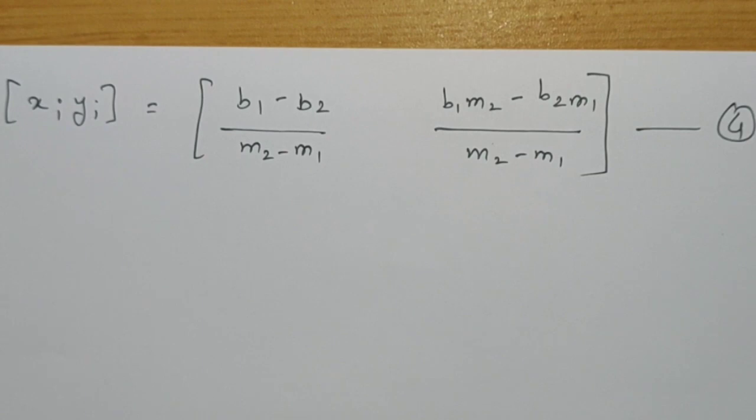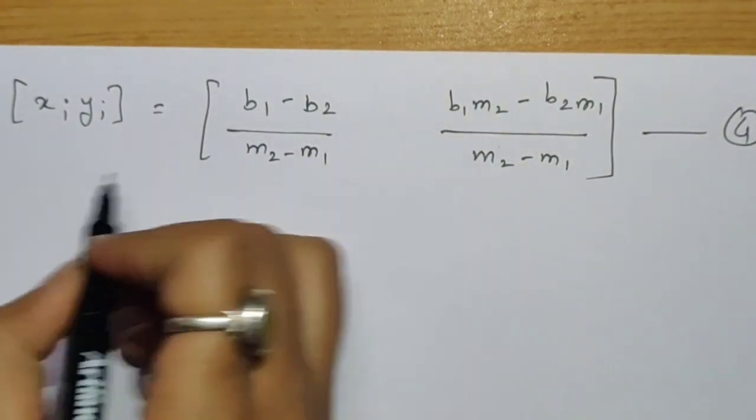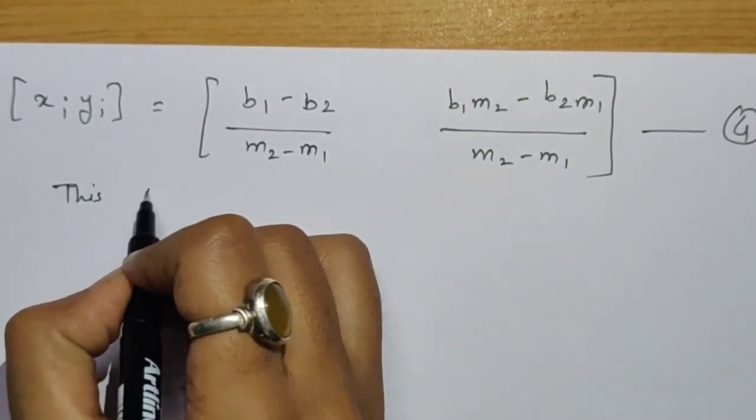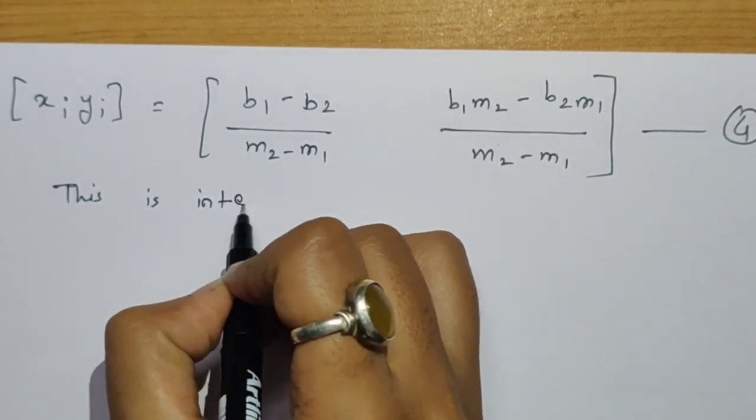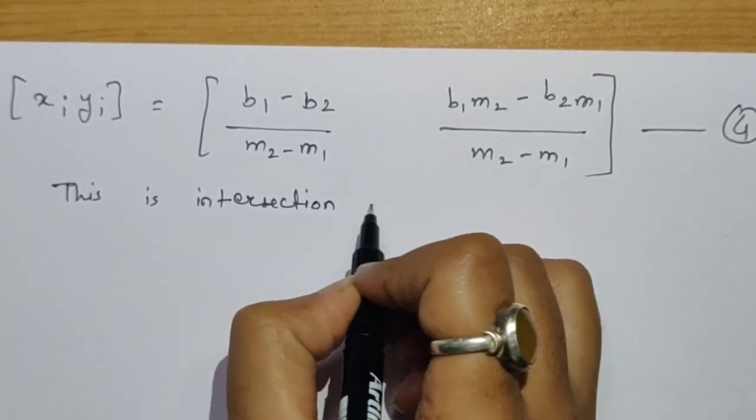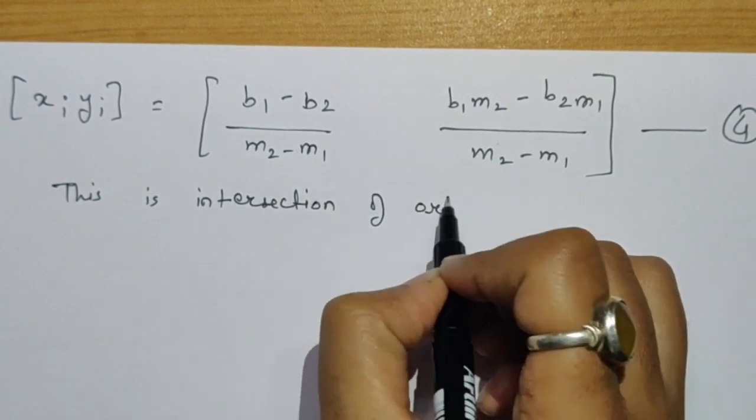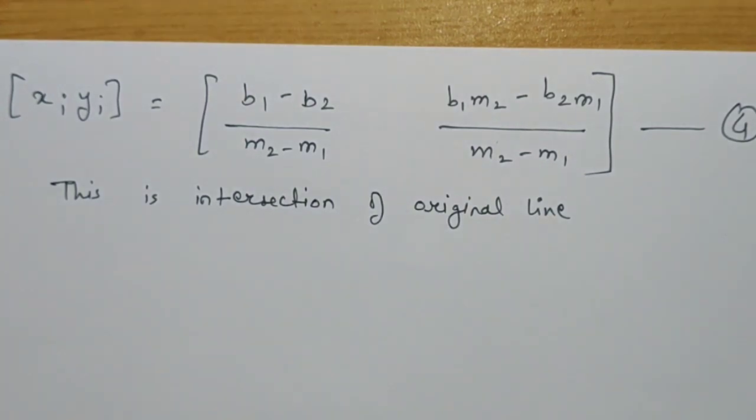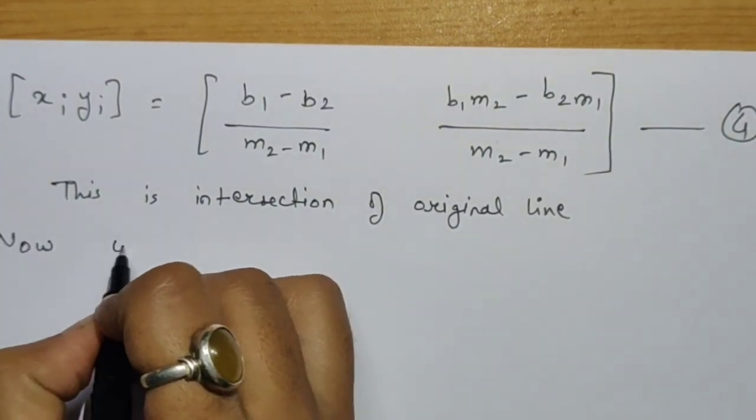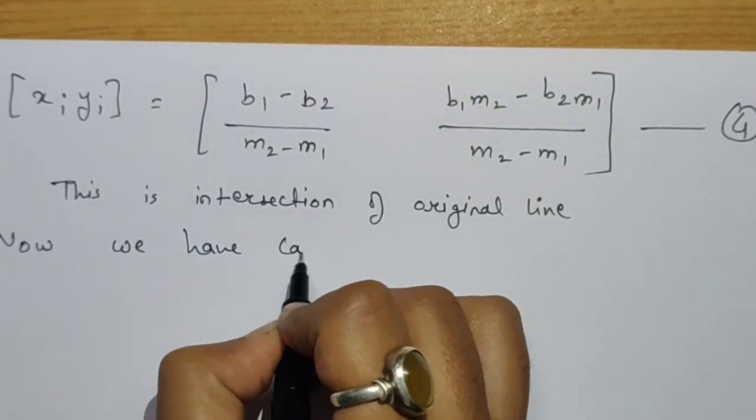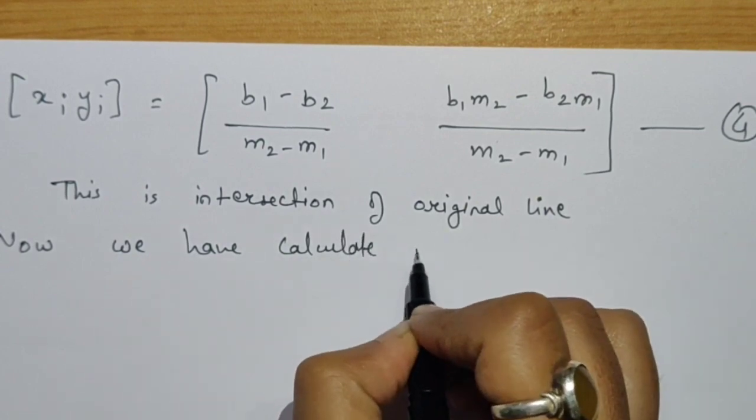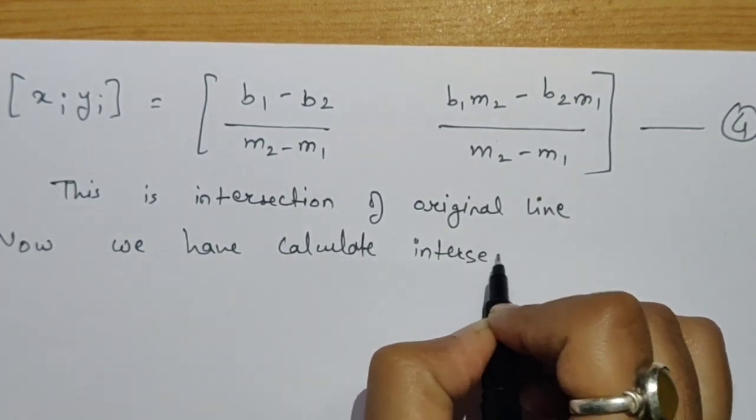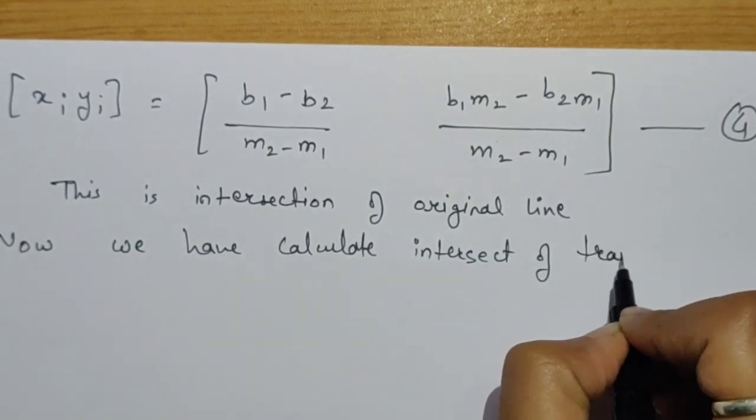So this is the intersection of the original lines. Now we calculate the intersection of the transformed lines.